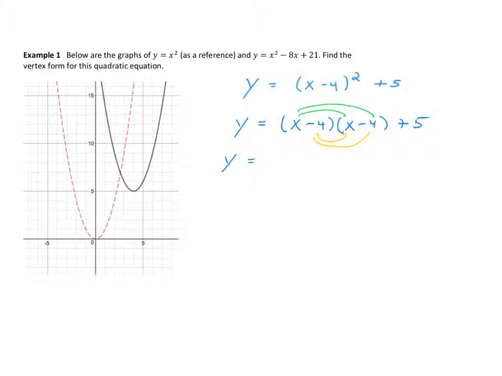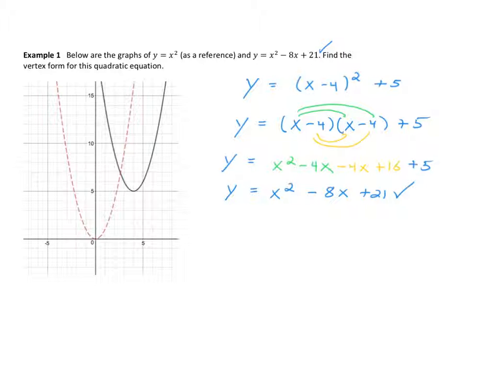I get y is equal to, if I start with distributing the x, I get x squared minus 4x. If I then distribute in the negative 4, I get negative 4x, but then a plus 16 with this plus 5 at the very end. Okay, so then I have to combine like terms. x squared does not combine with anything, I do get a negative 4x and a negative 4x, which is negative 8x. 16 plus 5 is in fact 21, and this just verified our work.